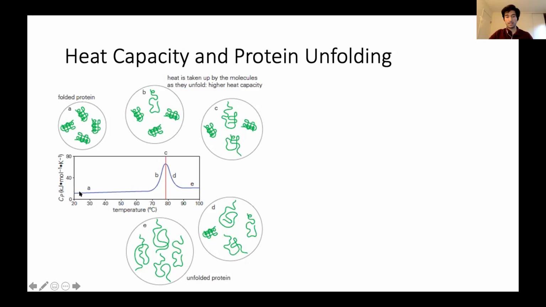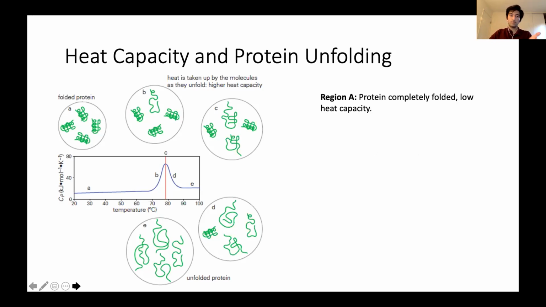However, for our purposes, we can say that this is almost independent of temperature. And then there's this middle region with this big spike, and then it levels off to another heat capacity that, while it is flat, is still higher than the initial heat capacity. And these diagrams show molecularly what's happening to the protein as you're going through this heating process.